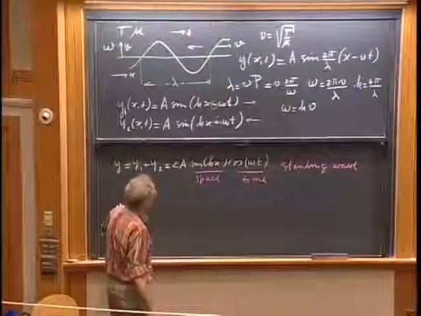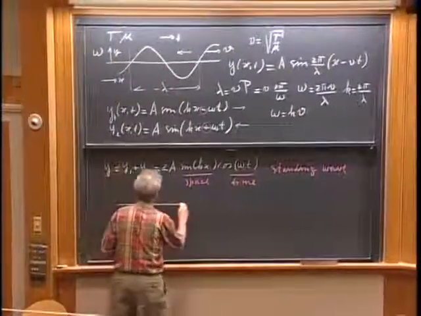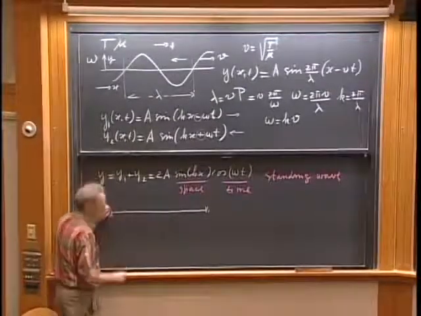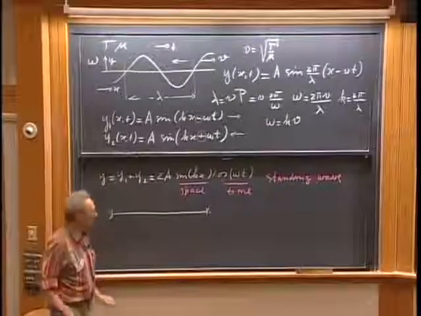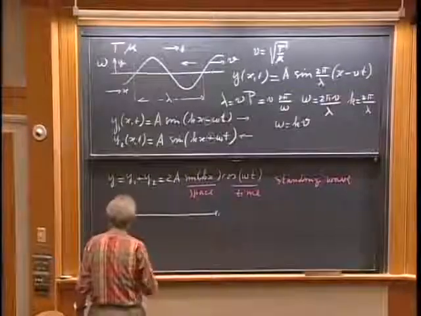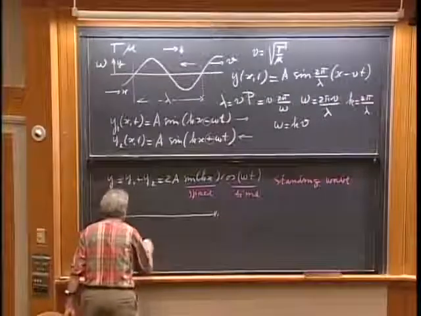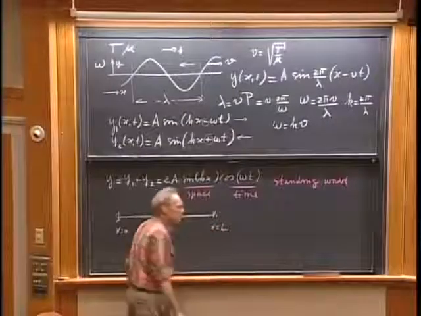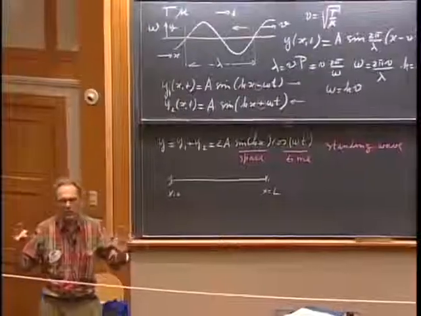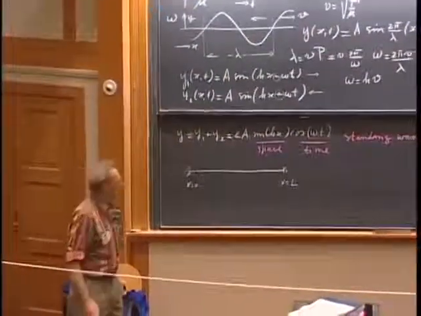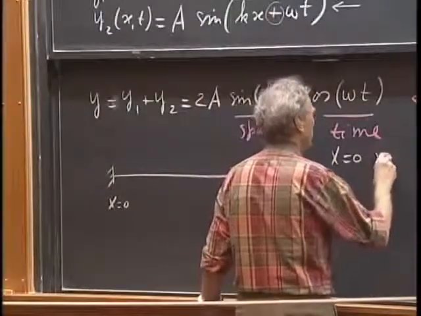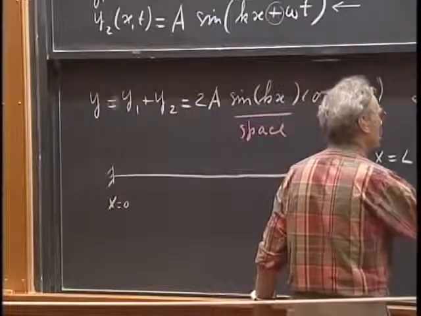Now I'm going to make the string fixed at this end, and fixed at this end. Well, I may shake it a little bit here. You will see a demonstration of that. And now, at this x equals 0, and at this x equals L, I have boundary conditions that I have to meet. Y cannot be anything but 0 there, because it's fixed. And so I now demand that at x equals 0 and at x equals L, y must become 0.